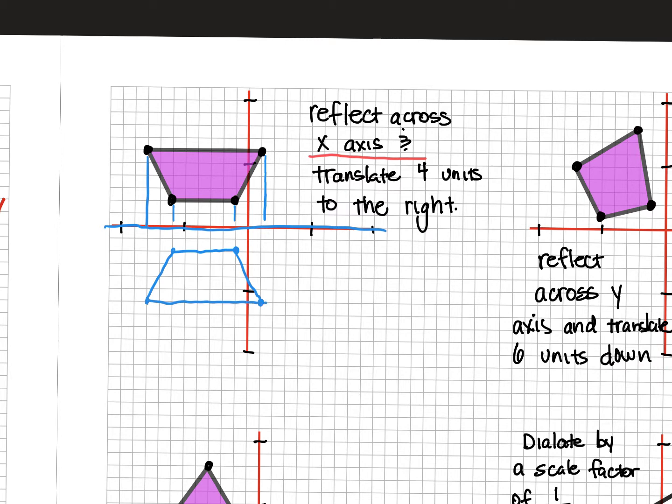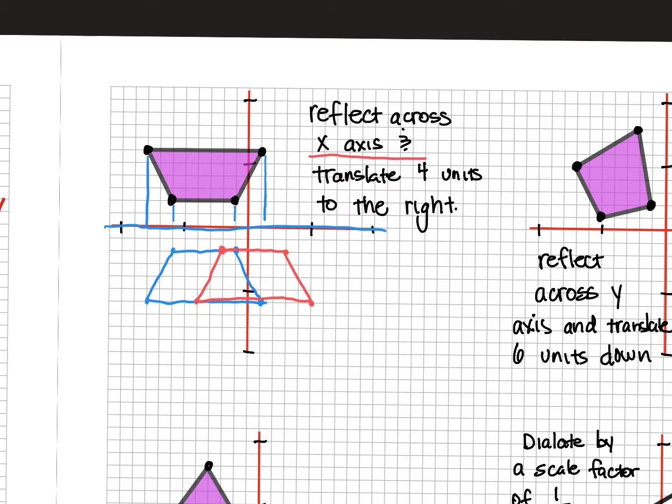And I reflected across the x-axis. Now it says move 4 units to the right. Okay, I can do that. I'll do it in a different color. 1, 2, 3, 4, 1, 2, 3, 4, 1, 2, 3, 4, and 1, 2, 3, 4, and I'm done. That's where it moves to, right there.